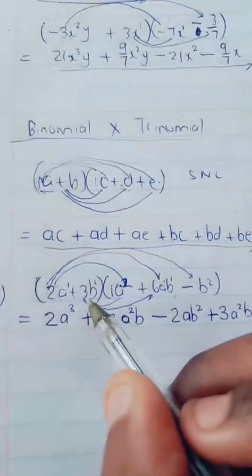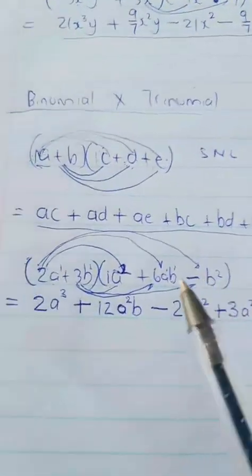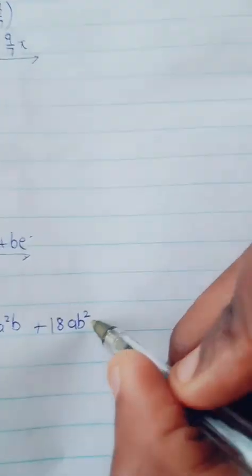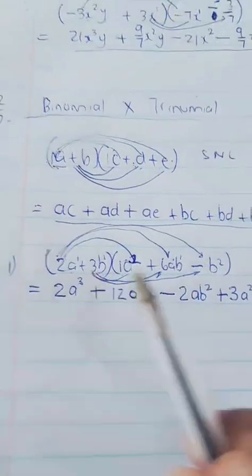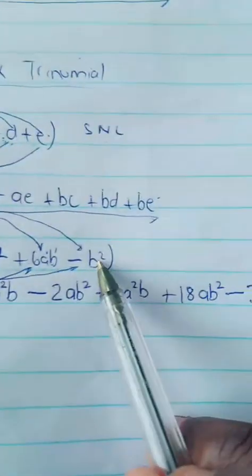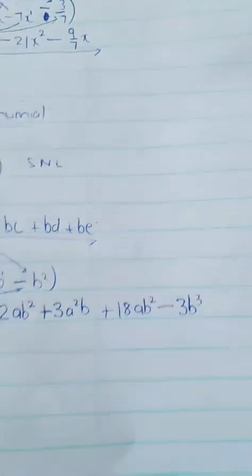Then last but not least, we take 3b, we multiply it with the last term in the other bracket. What is positive times a negative? It is negative. What is 3 times the coefficient of b squared, which is 1? It is 3. And then last but not least, what's b to the power 1 times b to the power 2? We keep the base. What about the exponent? It's 1 plus 2, which is b to the power 3.